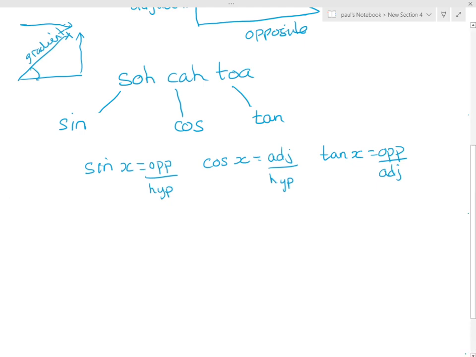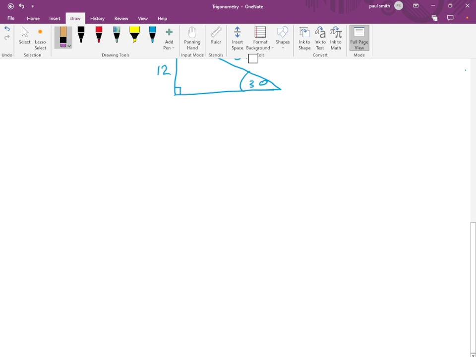Right. So let's have a go at trying to do this. Some of these require an extra little bit in manipulating the formula. So what we're going to do is going to have 30 and we're going to have 12. And what do we want to find? We want to find the hypotenuse. Let's find the hypotenuse. So label things up. Hypotenuse, call that x to start off with. Yeah, it makes more sense here.